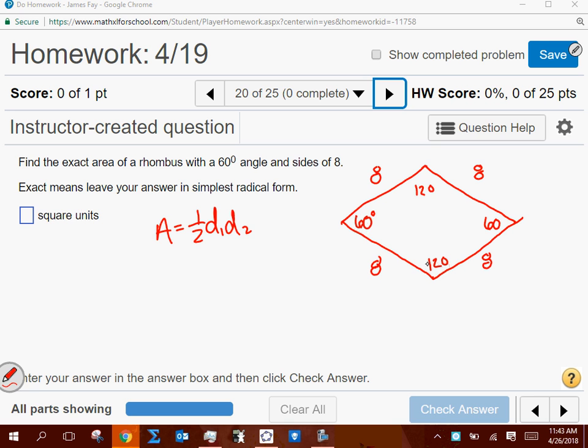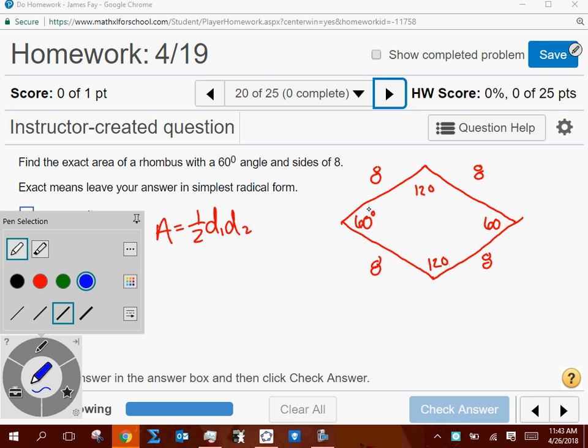But I need my diagonals, right? I need D1 and D2's length. So I'm going to draw in D1 and D2.